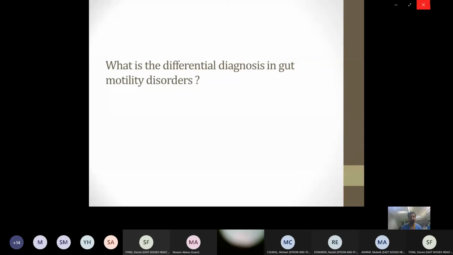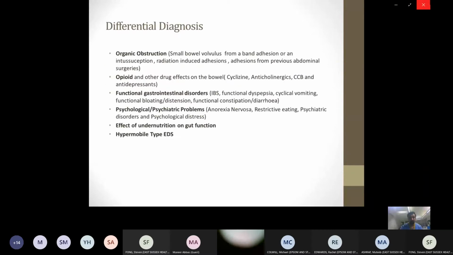So what's the differential diagnosis in a patient in whom we are suspecting gut motility disorders? There are a few conditions that can mimic gut dysmotility: organic obstructions, sometimes small bowel volvulus from a band adhesion or intussusception, radiation-induced adhesions from previous abdominal surgeries, opioid and other drug effects on the bowel, such as cyclizine, anticholinergics, calcium channel blockers, and antidepressants.